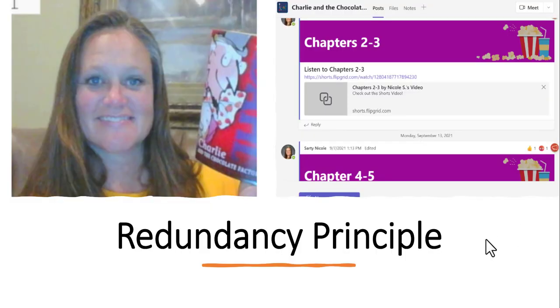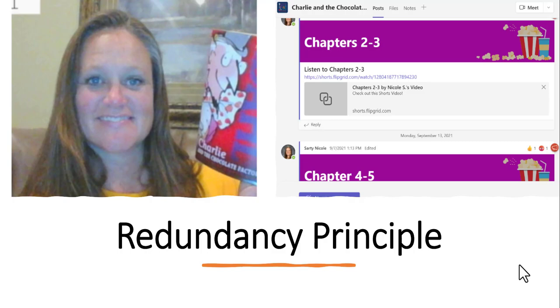Okay, next one, our redundancy principle. We want to be redundant when we're giving kids information so that they just have more opportunities to learn it. So I read Charlie and the Chocolate Factory to my students. They all have a book in front of them that they can read along with me while I'm reading it out loud. There are written responses that they do throughout the book to just kind of respond to the story and think about what it means and how they're connecting to the story.